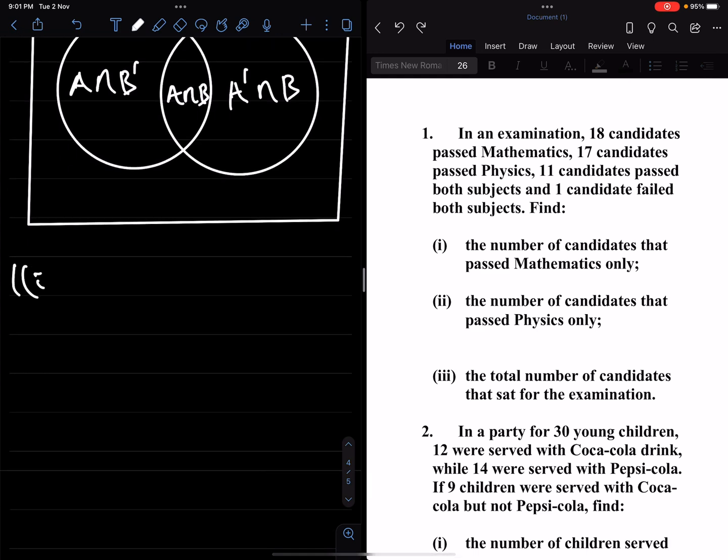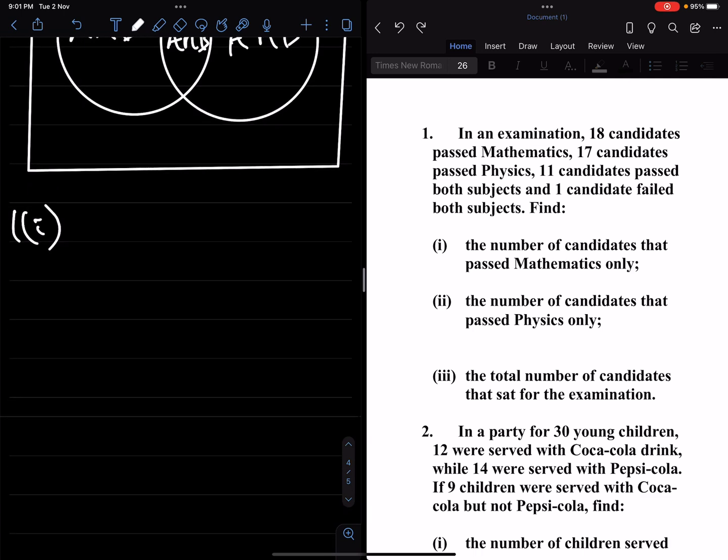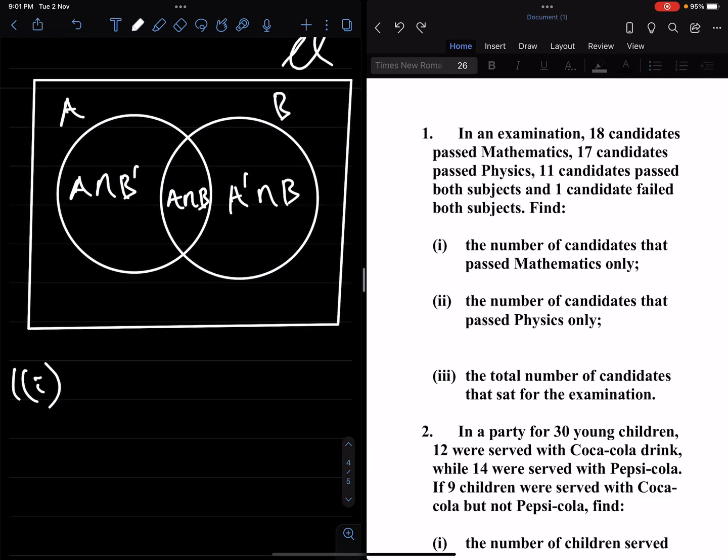Number one, in an examination, 18 candidates passed mathematics, 17 candidates passed physics, 11 candidates passed both subjects, and 1 candidate failed both subjects. By the way, this part, which is the part inside the rectangle but outside the two circles, is a region that represents the number of candidates who do not like any one of mathematics and English. So that is written in set notation as A union B all complement, or you can also write it as A complement intersection B complement.